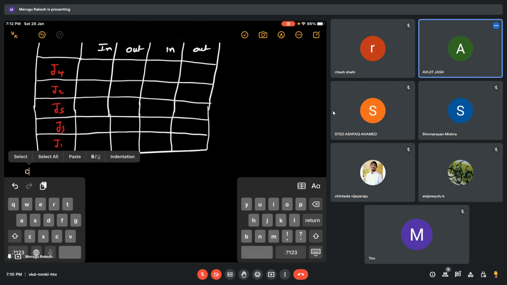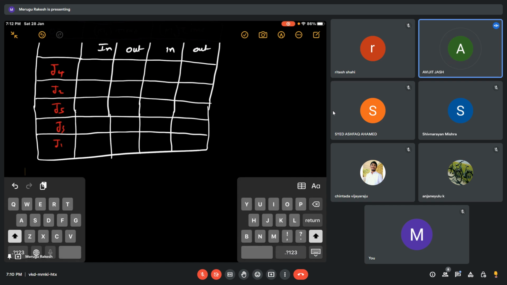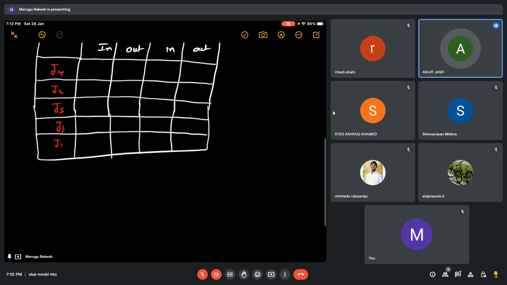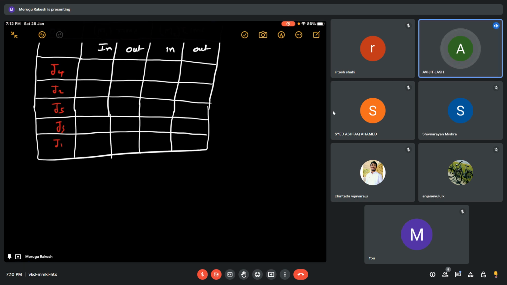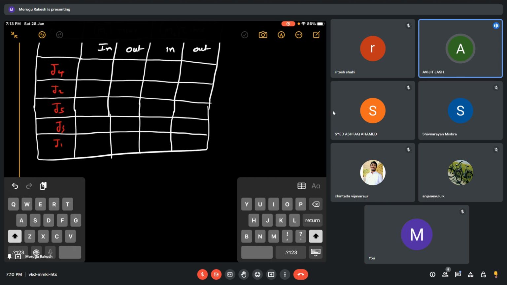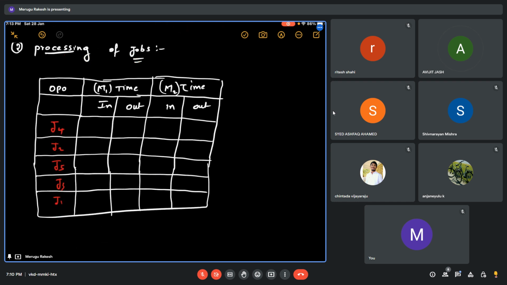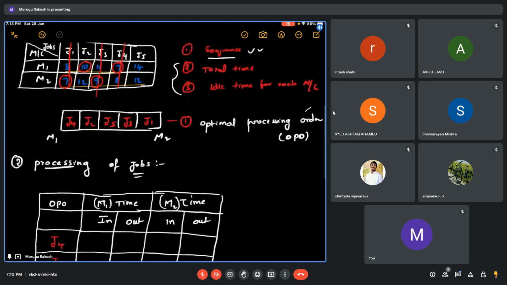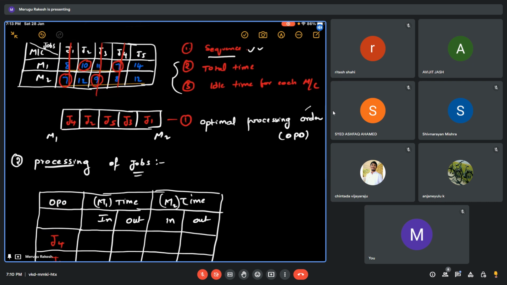Sir, yeah, tell me. Are you using this by the LPP method, right, sir? What is LPP? Linear programming. No, no, no. This is very simple, like what we have learned in operations research. This is a simple rule. So this is the optimum processing order that we are creating. These rules are Johnson's rules that we use for scheduling.